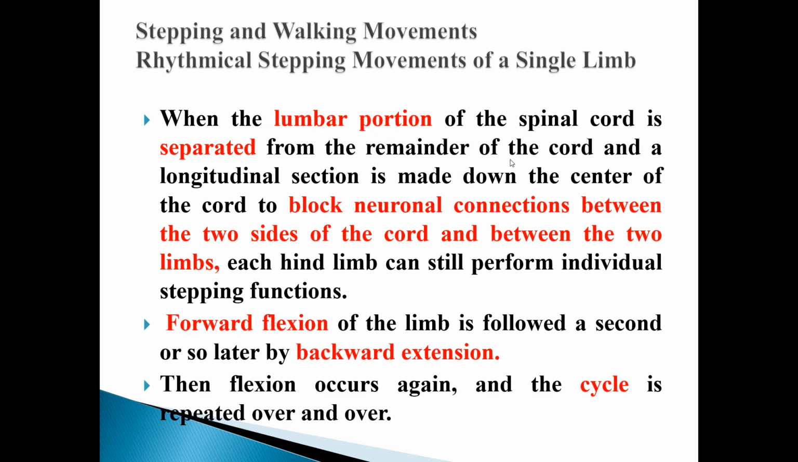Stepping and walking movements, rhythmical stepping movements of a single limb. When the lumbar portion of the spinal cord is separated from the remainder of the cord and a longitudinal section is made down the center of the cord to block neuronal connections between the two sides of the cord and between the two limbs, each hind limb can still perform individual stepping functions. Forward flexion of the limb is followed a second or so later by backward extension. Then flexion occurs again, and the cycle is repeated over and over.